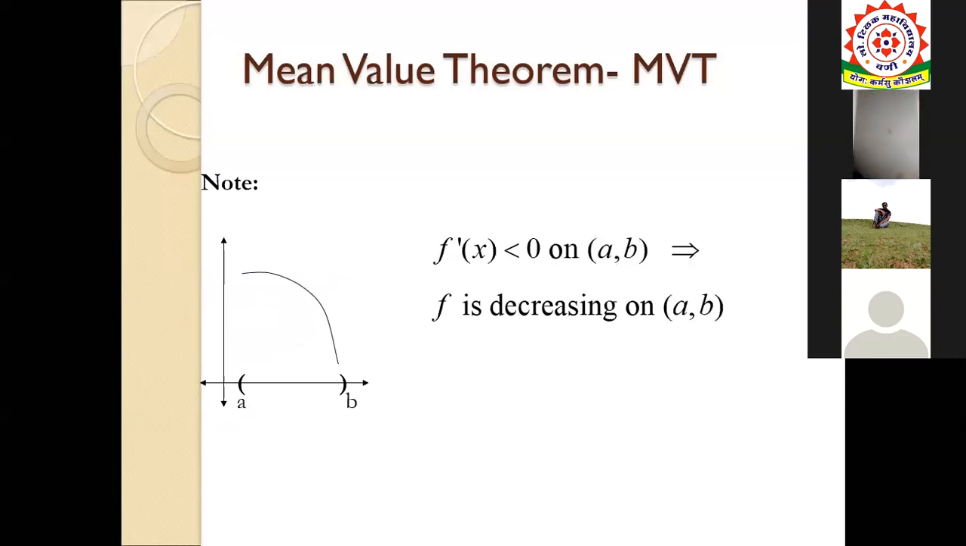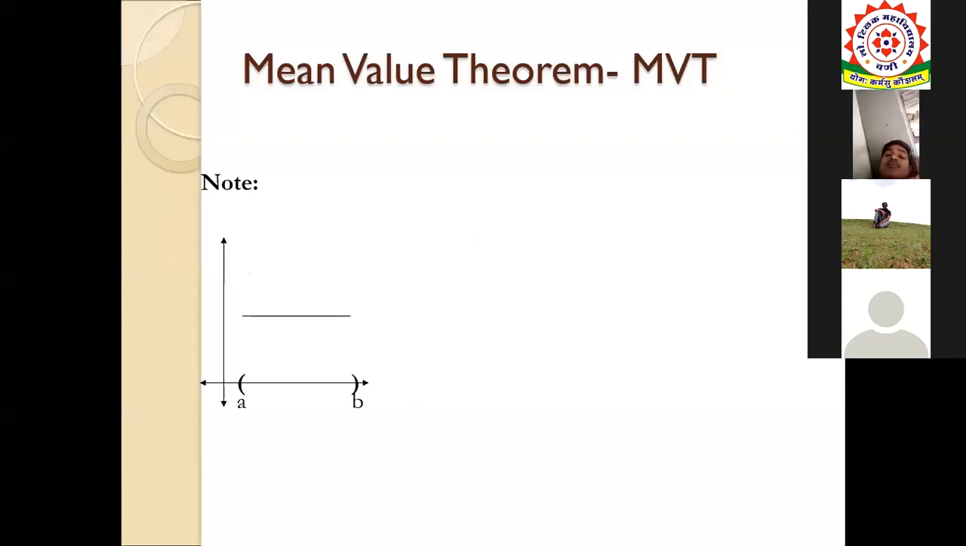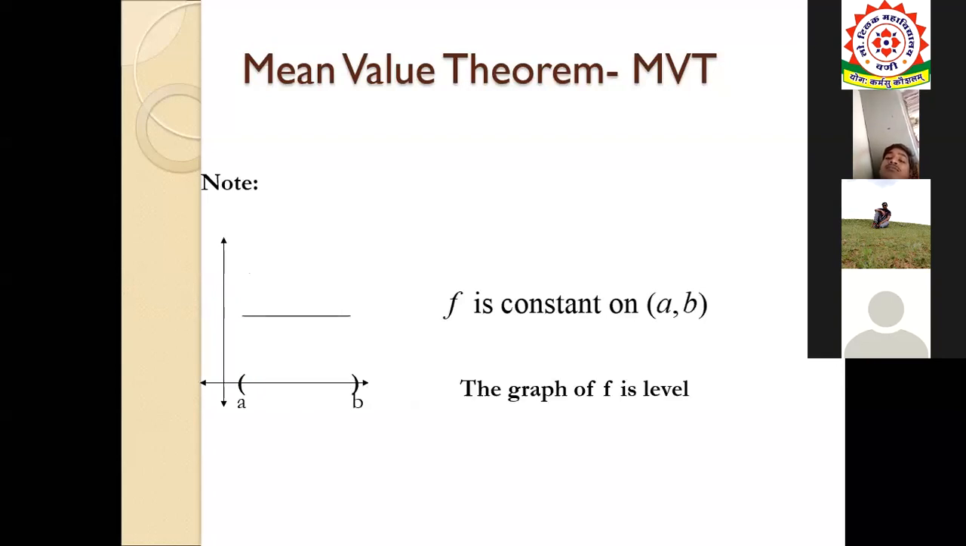If f dash of x is less than 0 on the interval, then the function is decreasing, and the graph of f is falling. And the third note is that if the function is constant, then the graph is level.